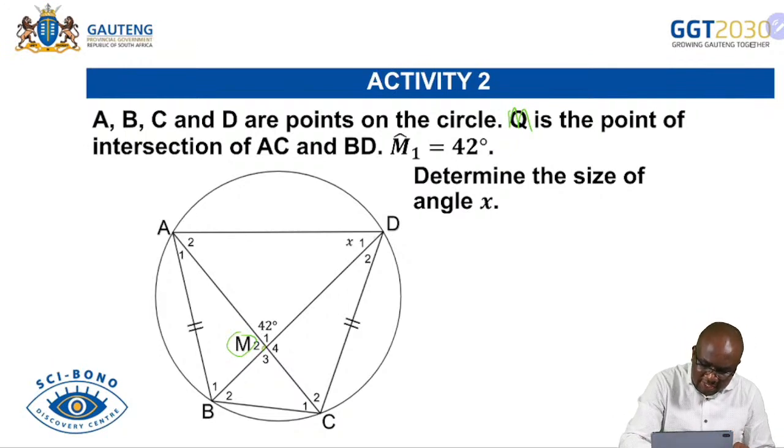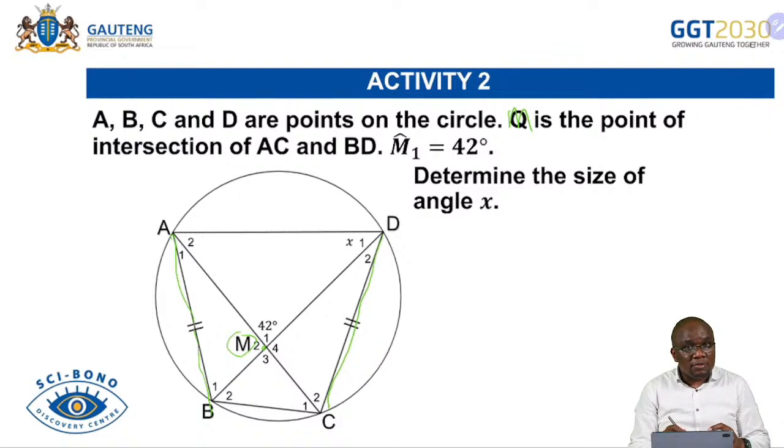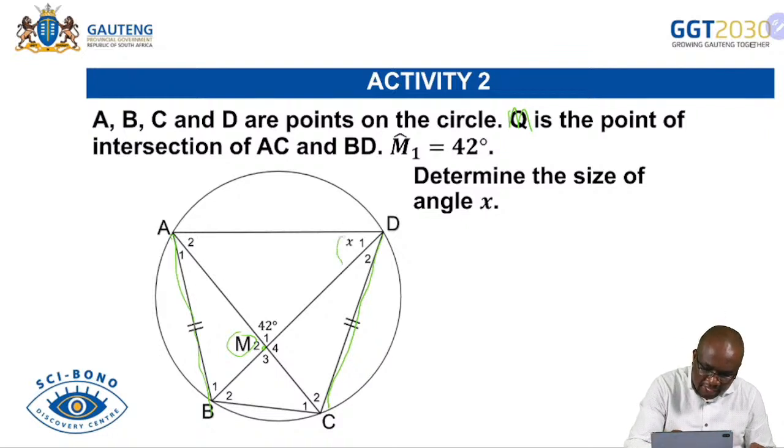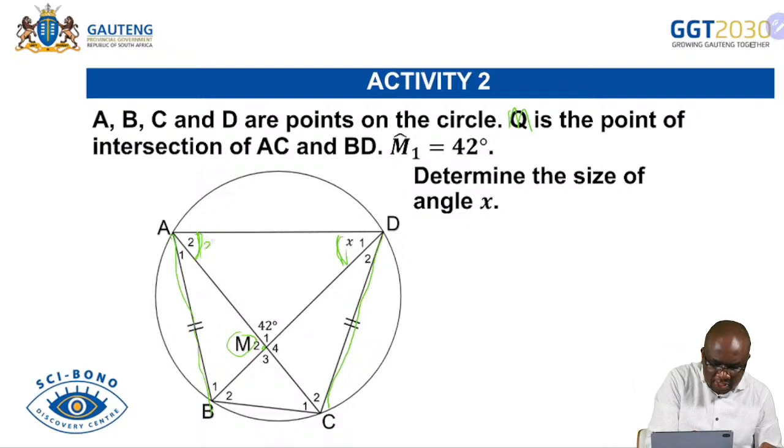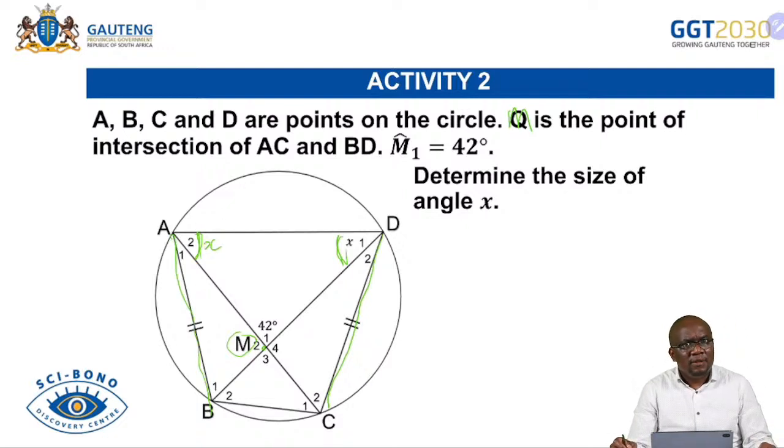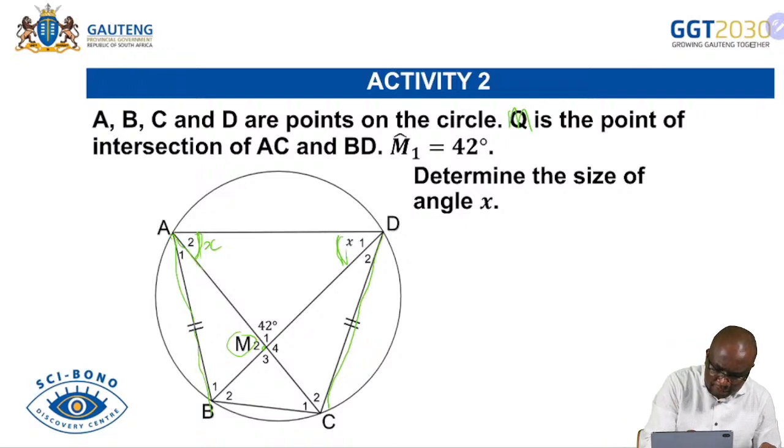We're given that CD is equal to AB. You see that? So it means we have equal chords here. Meaning that this angle here subtended by AB is going to be equal to this angle here subtended by DC. So this angle also is X. And then what do you see here? I see a triangle there.